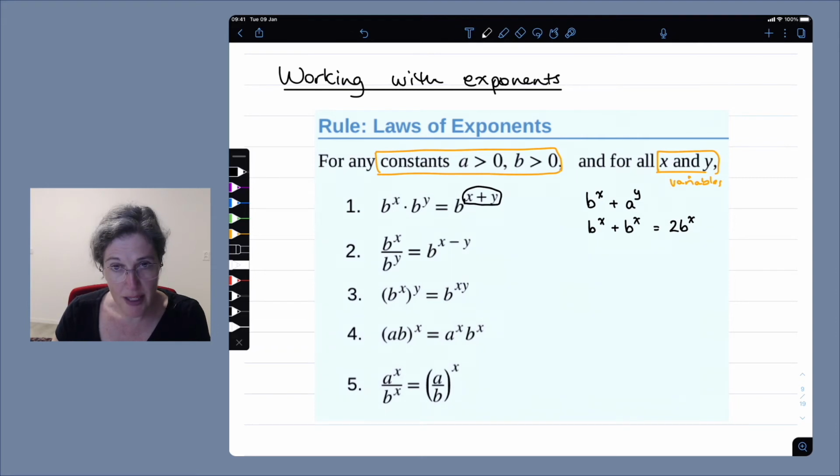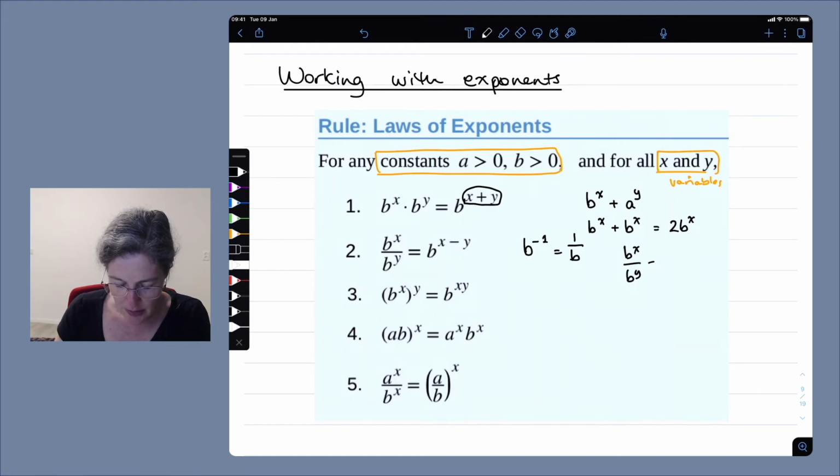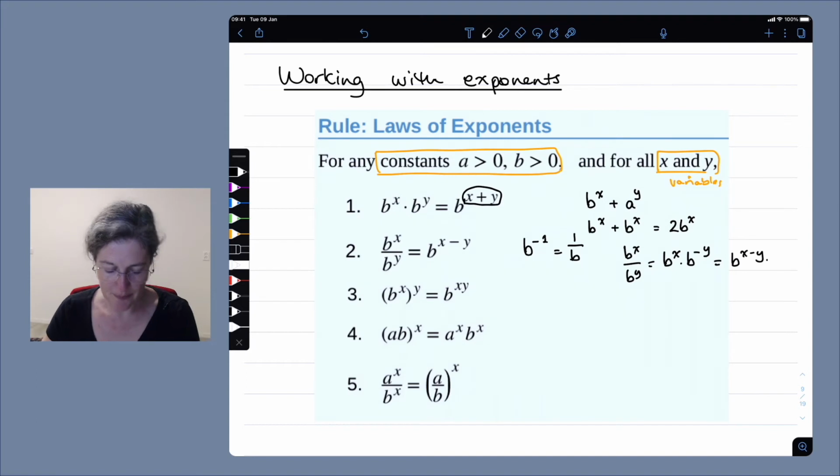Similarly, if we want to divide b to the x by b to the y, then we subtract their exponents. This is really because we have something that's not mentioned here, which is that b raised to the power minus 1 is the same as 1 over b. So what is really happening when we do b to the x over b to the y is we're saying this is the same as b to the x times b to the minus y, and then we're using our addition rule, and we're saying that that's equal to b to the x minus y.